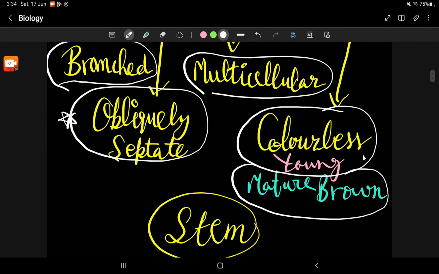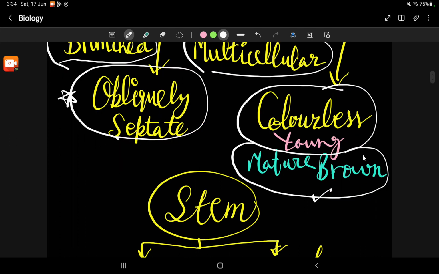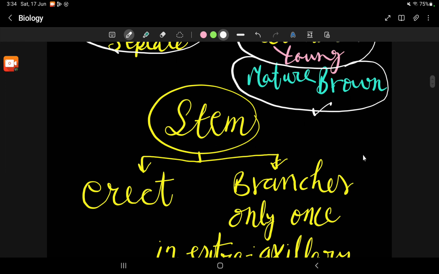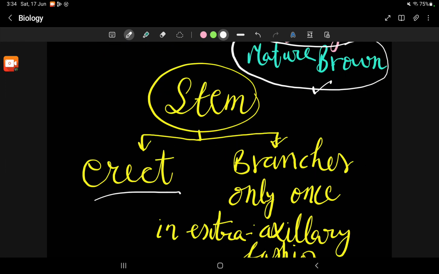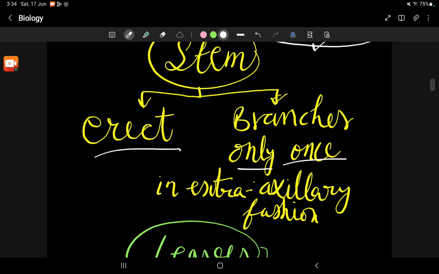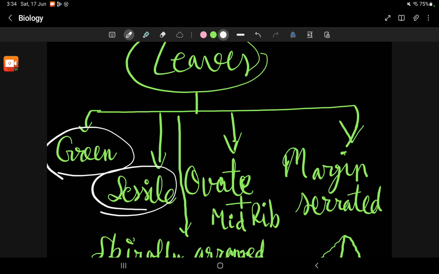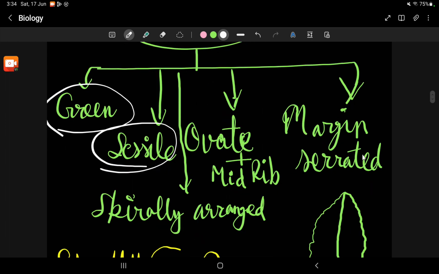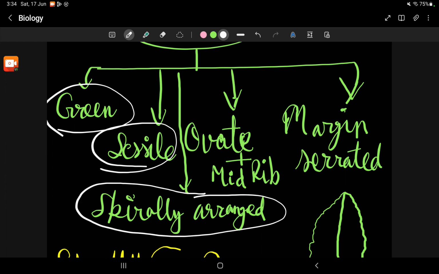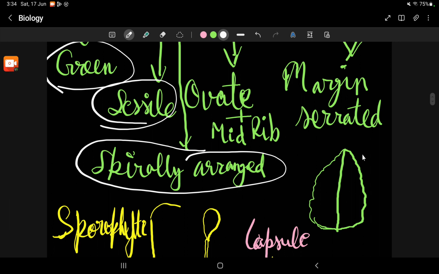Roots are also brown, so we can remember that rhizoids are the beginning of roots. The stem is erect and branches only once, in an extra-axillary fashion. Next are the leaves. Leaves are green, sessile, meaning without petiole, directly attached to the stem. Spirally arranged, ovate in shape with the presence of a midrib, and the margin is slightly serrated, not very much but slightly.